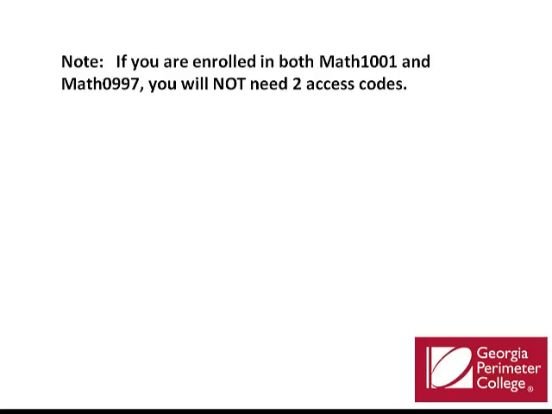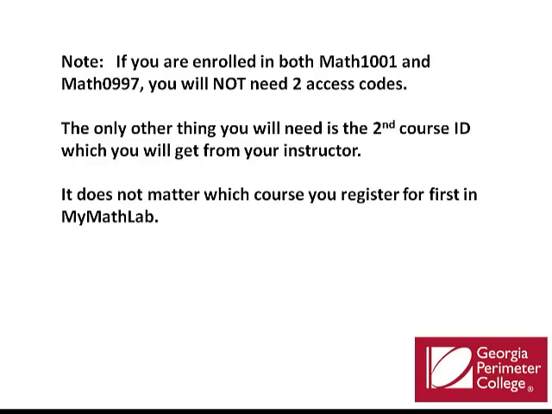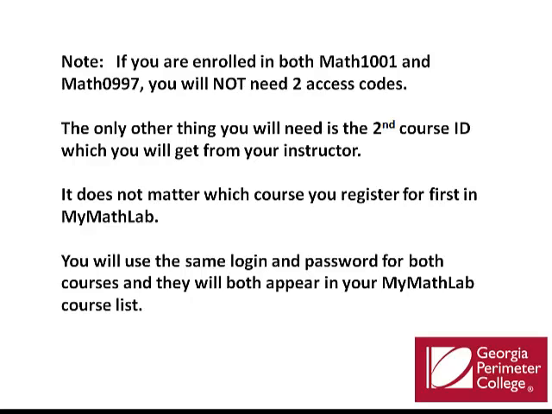Note, if you are enrolled in both Math 1001 and Math 0997, you will not need 2 access codes. The only other thing you will need is the second course ID, which you will get from your instructor. It does not matter which course you register for first in MyMathLab. You will use the same login and password for both courses, and they will both appear in your MyMathLab course list.